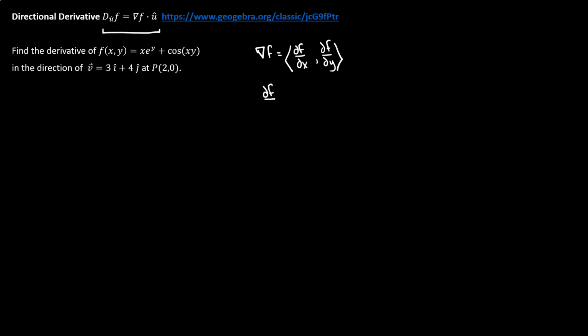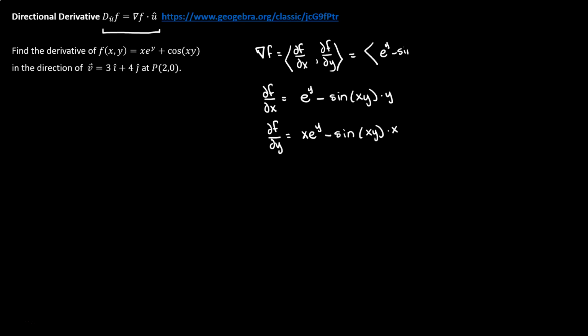The partial with respect to x would look like e to the y minus sine xy times y. Partial of f with respect to y would look like x e to the y minus sine xy times x. So our gradient vector contains those two components. The partial with respect to x, I'm going to write the y in front, I like that better, and then the partial with respect to y.